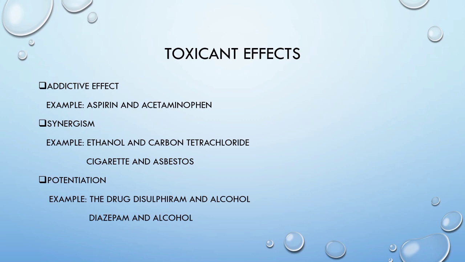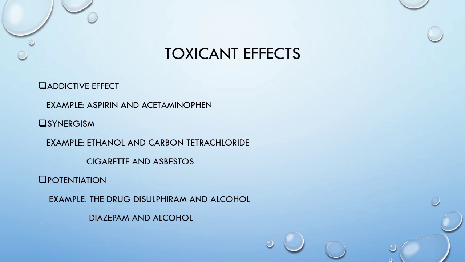Now synergism. Synergism is when two toxicants or two chemicals in the body have influence on each other. These two toxicants have the same toxic effects within the body system, but their interaction together increases the toxic effects. So we have ethanol and carbon tetrachloride, and cigarettes and asbestos. Ethanol and carbon tetrachloride each affect the liver, but both of them present in the body will affect the liver to a higher extent.